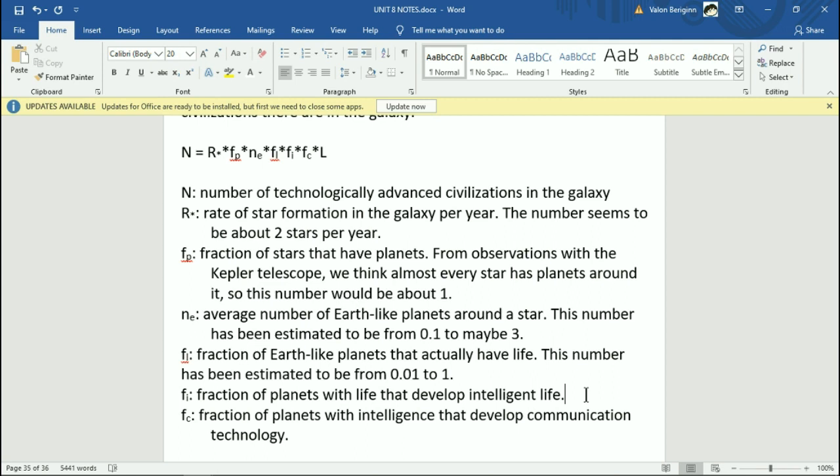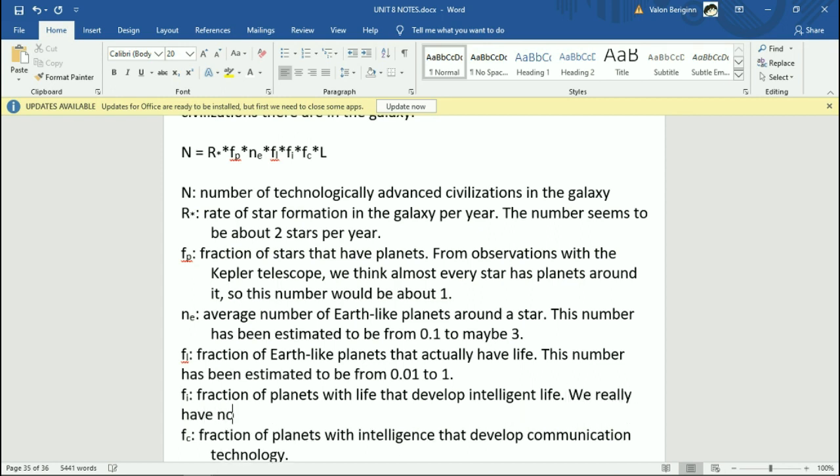Just like NE and FL, I think these two are related as well. Because if you say you need to develop human intelligence, well, that's probably really, really small. But then you could argue, if you have human intelligence, it's inevitable that they will eventually develop space technology, in which case FC would probably be kind of large. However, maybe you're arguing intelligent life is just animals, in which case what's the chance that they will develop technology? Probably very small, right? So they're related in that sense too. But we really have no idea about these numbers.